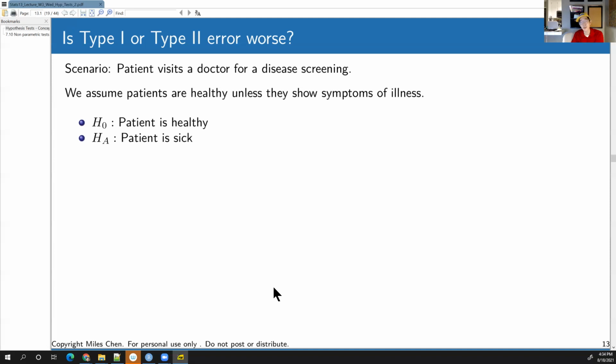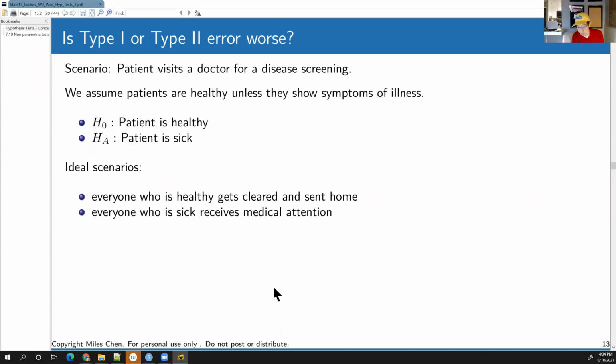And in reality, either one of these things is true. The patient is actually either healthy in real life or the patient is sick in real life. Now, this is the ideal scenario. We want everyone who is healthy to visit the doctor, and the doctor says, yep, you're healthy, go home. You got nothing to worry about, okay? And if somebody is sick or needs medical attention, the doctor says, glad you came in. We caught this thing. Let's get you treated for it, okay? That's what we want, okay? But this doesn't always happen this way, okay?